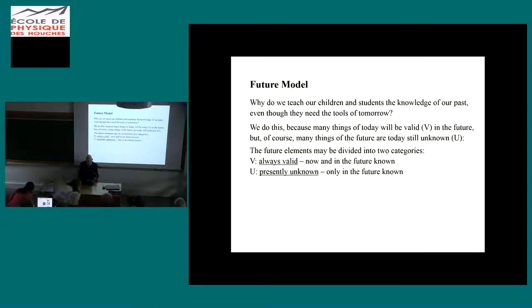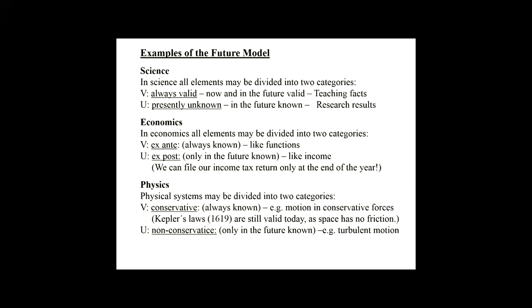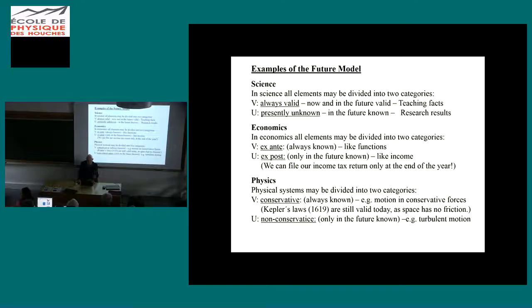Okay, and we can try to find examples for this future model. Well, science is typical. In science, all elements may be divided into two categories. They are always valid now and in the future. Those are the teaching facts. And then presently unknown, in the future known, these are the research results. But let's go more specific into different sciences.